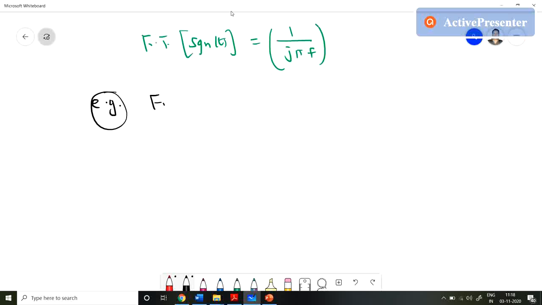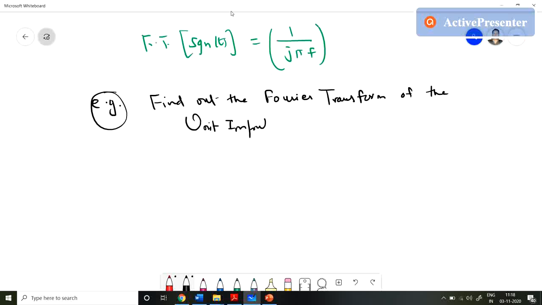So the next problem is to find out the Fourier transform of the unit step signal u(t). Find out the Fourier transform of u(t). So let us solve this problem.